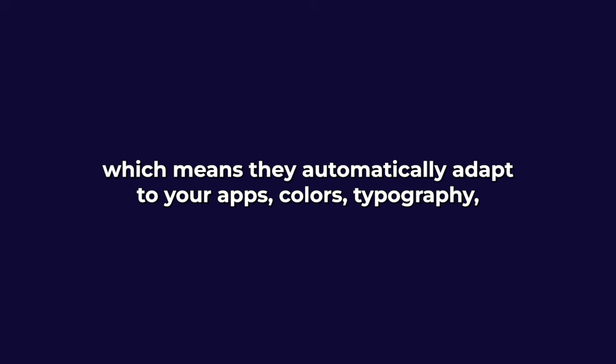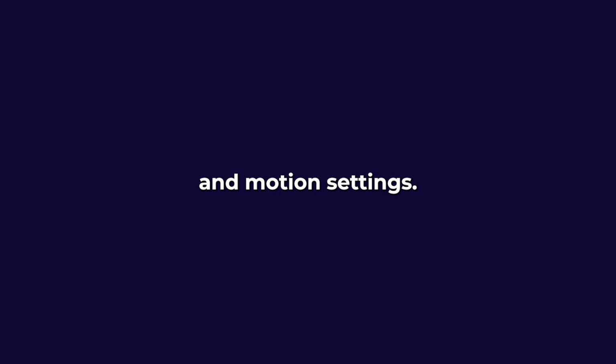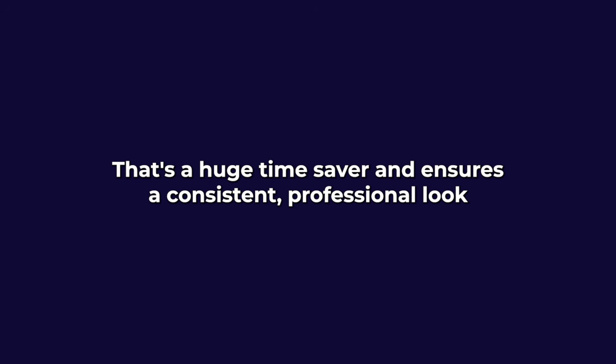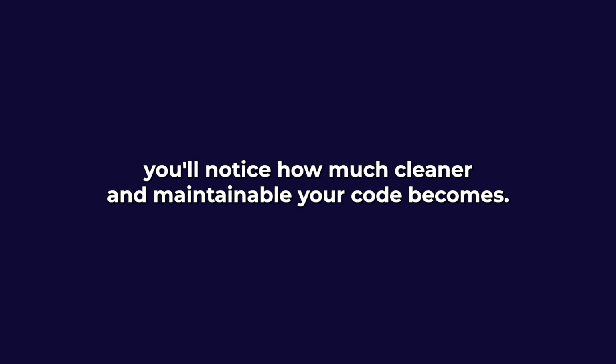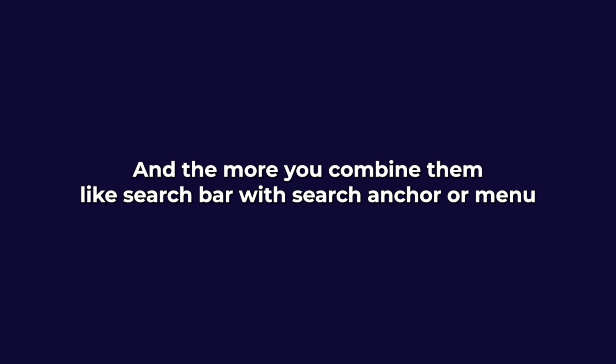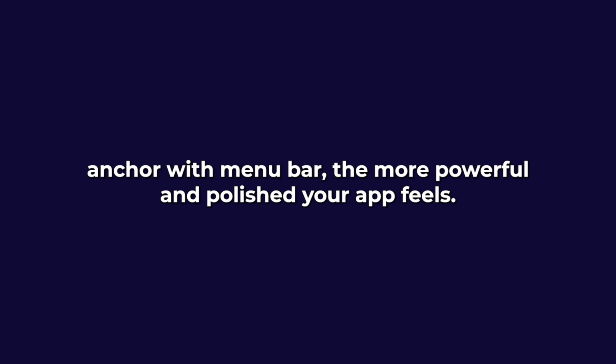The best part is that all of these widgets are fully theming aware, which means they automatically adapt to your app's colors, typography, and motion settings. That's a huge time saver and ensures a consistent, professional look across all screens. If you start using even a few of these widgets in your next project, you'll notice how much cleaner and maintainable your code becomes. And the more you combine them, like SearchBar with Search Anchor or Menu Anchor with Menu Bar, the more powerful and polished your app feels.